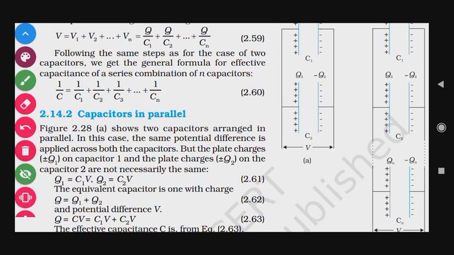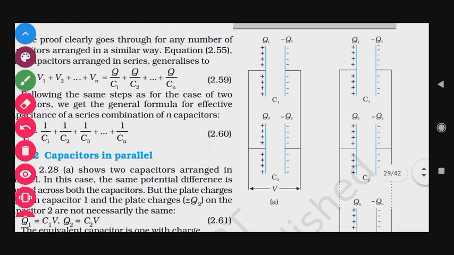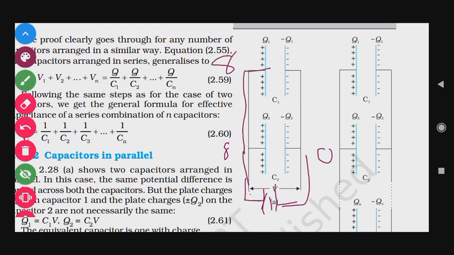Figure 2.2a shows two capacitors arranged in parallel. In this case, the same potential difference is applied across both capacitors. How will this happen? Suppose we have a battery here, and suppose the battery is 8 volt. It will provide 8 volt potential at this terminal and 0 volt potential at this terminal. Similarly for this point, it will be 8 volt here and 0 volt here. So you see the potential difference is the same for both capacitors.